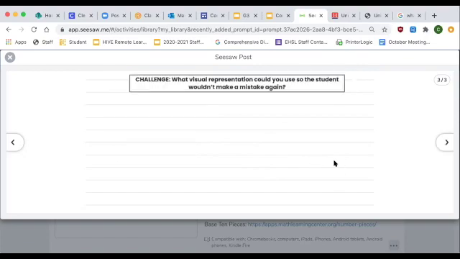Now, here's the challenge problem. And these are some big words, so let's talk these through. What visual representation could you use so the student wouldn't make a mistake again? So this is just a fancy way of saying, what picture could you make so that your student doesn't make the math mistake again? I want you to draw me a picture that would help you solve this math problem so you don't make math mistakes. We can all do that.